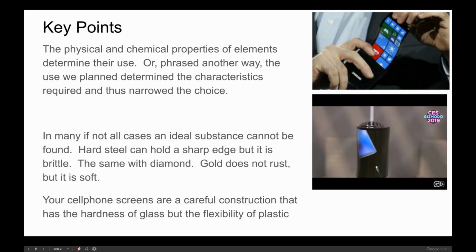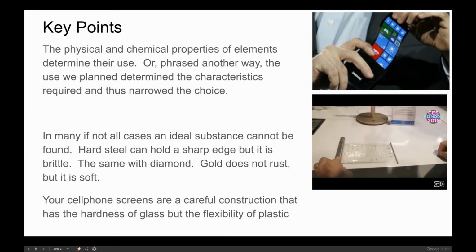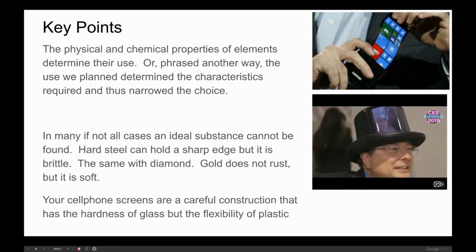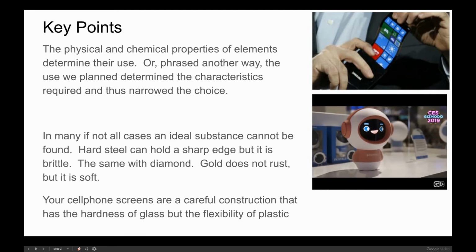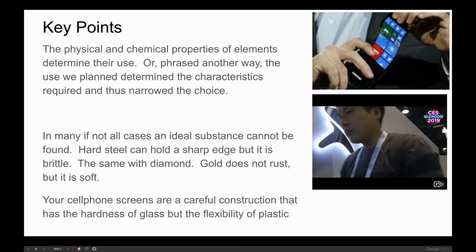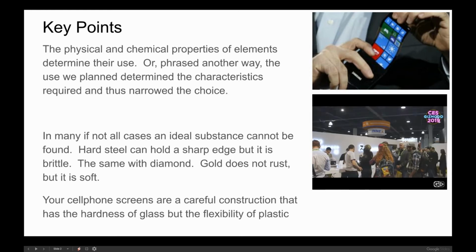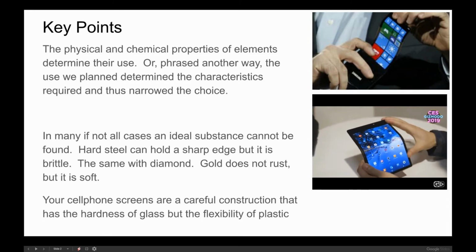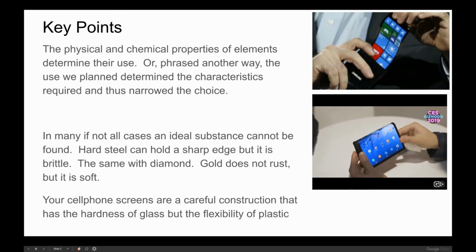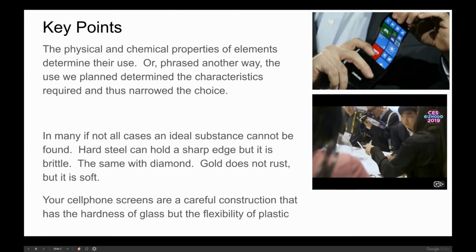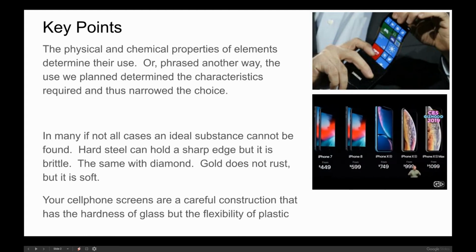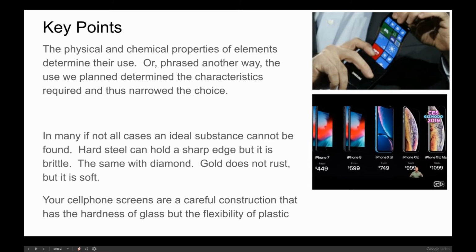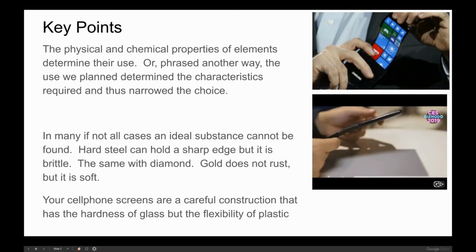The same is true with diamond. Its hardness makes it as brittle as glass. Gold doesn't rust, but it is such a soft metal it is useless for construction purposes. And your cell phone screens are a careful construction that have the hardness of glass but the flexibility of plastic. And so material scientists are always looking for a way of bringing together the chemical and physical properties they need and have to deal with the ones that they don't want.